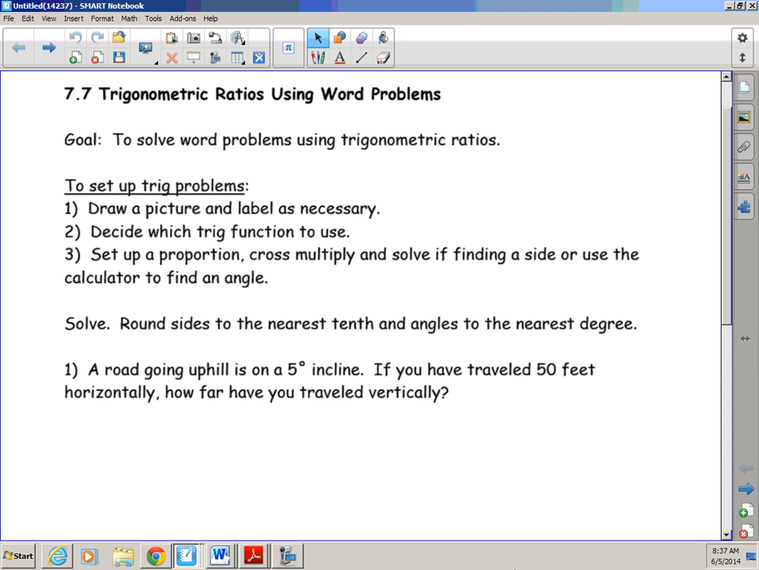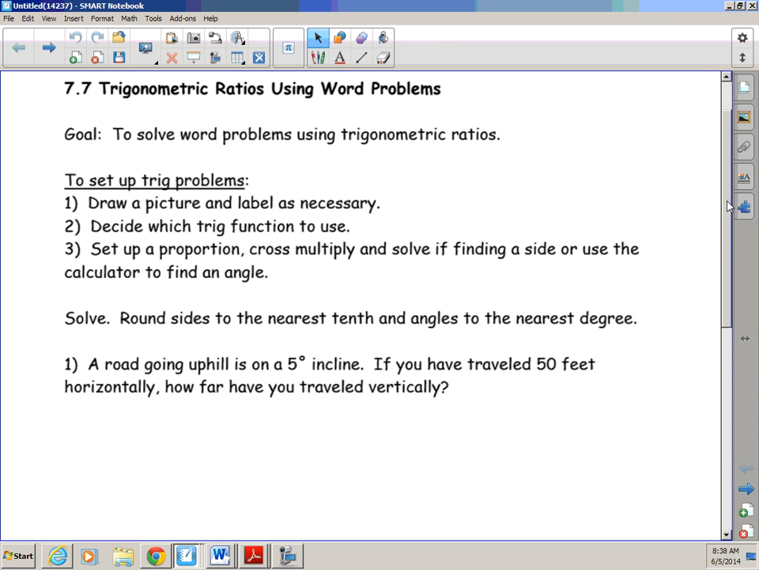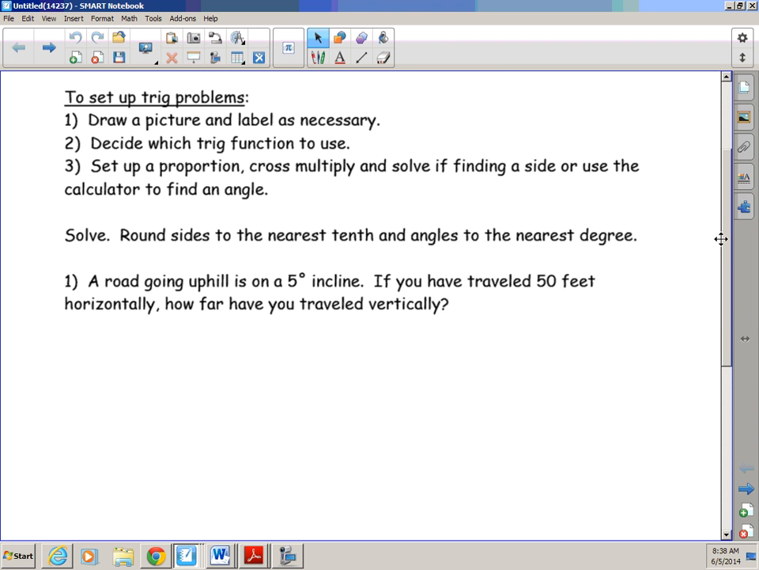Today's lesson is going to be the first of two lessons that deal with solving word problems where you're going to use trigonometry. Now, the good thing is this is very similar to what you did for Pythagorean theorem word problems. The only difference is you're going to use trigonometry to solve it as opposed to the Pythagorean theorem. We're going to follow the same steps for some parts of this, which is we're going to draw a picture and label as necessary.